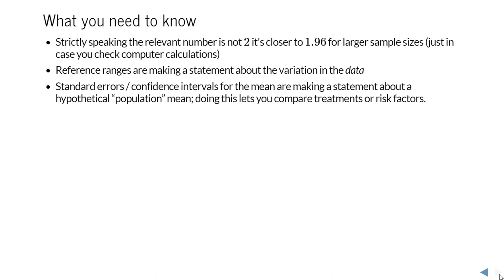So, reference ranges, which are in other places, other disciplines known as 95% confidence intervals, and confidence intervals for parameters such as the population mean. They're the two topics we've looked at here.